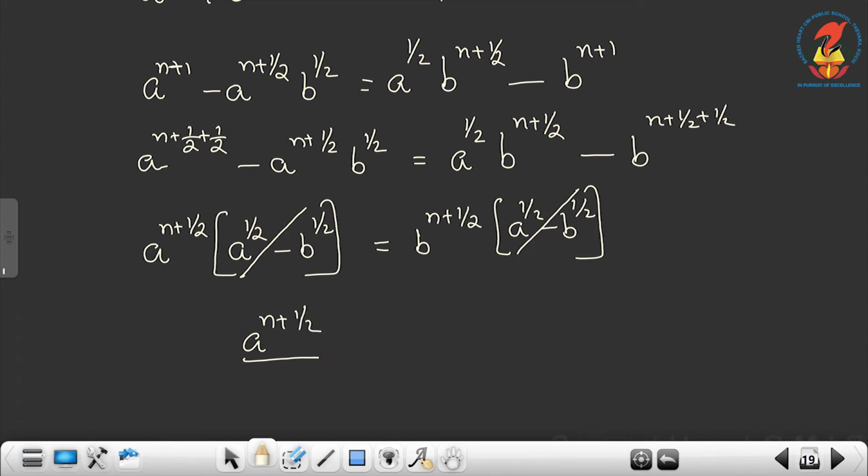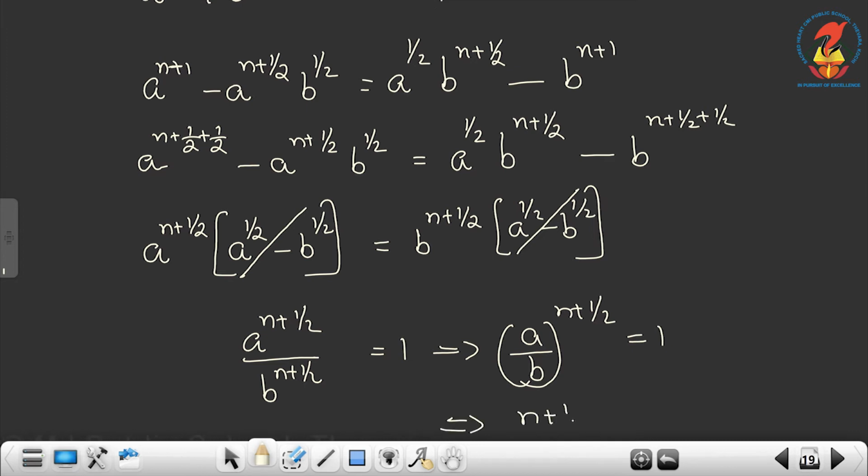a raised to n plus half by b raised to n plus half. When we take this term to the denominator, right hand side becomes 1. Or we can write together (a by b) raised to n plus half is 1. This is possible only if the power is 0, which implies n is equal to minus half.